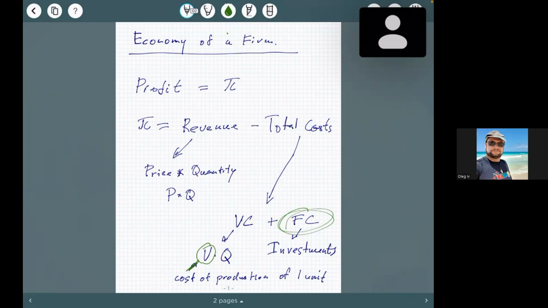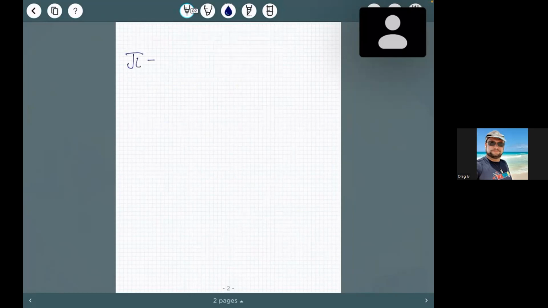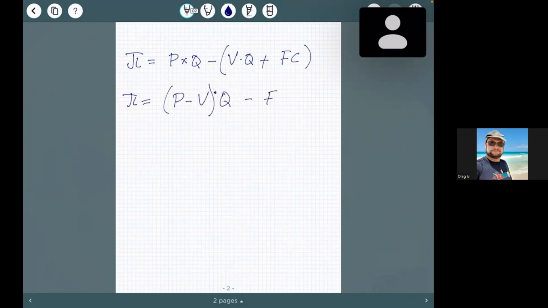And now we need to combine everything together. So you got your profit equal to price multiplied by quantity, minus variable cost multiplied by quantity, I'll put it like this, minus fixed cost. Now, as we have Q and Q, we need to rearrange this. So we got profit equal to price minus variable cost, multiplied by quantity, minus fixed cost.